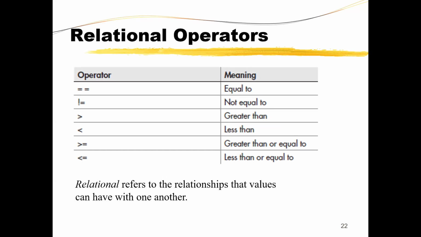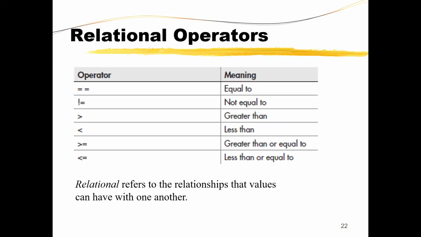So, if you want to check whether x is equal to 5, you need to use two equal signs. And if it is not equal, x is not equal to 5, then you use an exclamation mark with the equal sign. Likewise, we can use greater than, less than, greater than or equal, and less than or equal. And there's a difference as well.